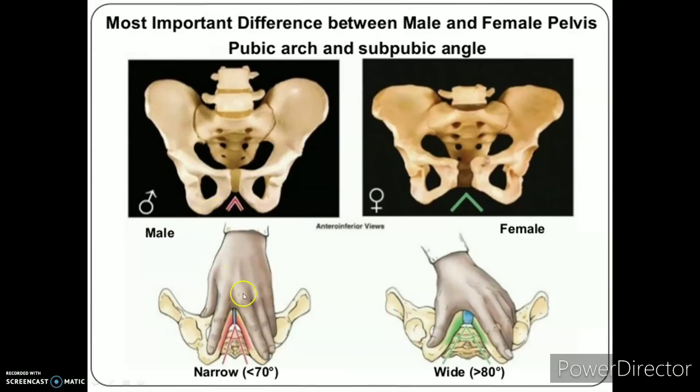So in the below pictures you can see in the case of male pelvis, the subpubic angle is a little bit narrow, that means congested, which is less than a 70-degree angle. And in the case of female pelvis, you can see that this is a little bit wide. This is more than an 80-degree angle. So this is the main difference between the male and female pelvis.